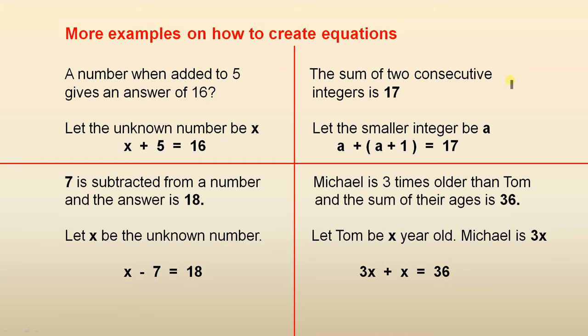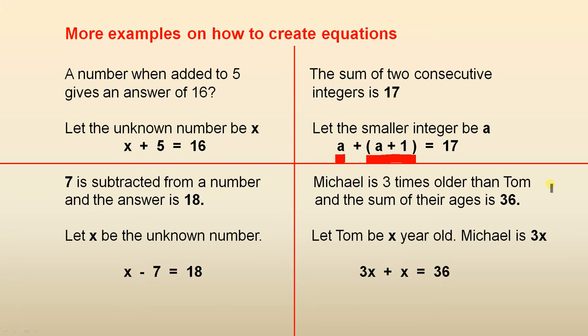The sum of two consecutive integers is 17. Now, consecutive integers, that's like 8 and 9, or 20 and 21, or 42 and 43. Their difference is 1. So let the smaller integer be a. So if the smaller integer is a, then the next integer has to be a plus 1. So the sum of these two gives you 17. That's what we're given.